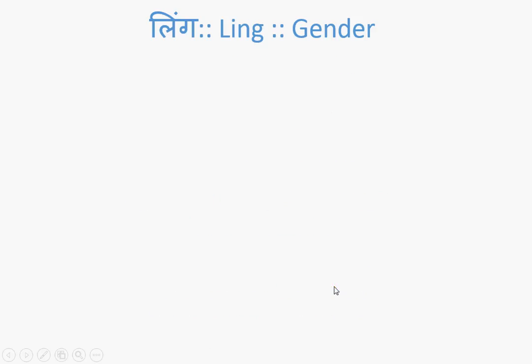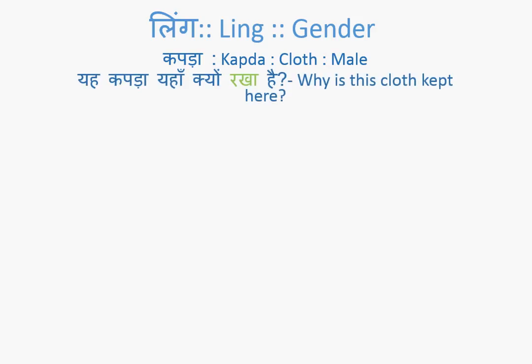Okay, then कपड़ा, कपड़ा is cloth. It is male. यह कपड़ा यहाँ क्यों रखा है? Why is this cloth kept here? यह कपड़ा यहाँ, यहाँ is here. यह कपड़ा, this cloth. क्यों? Why? रखा है. रखना is to keep. यह कपड़ा यहाँ क्यों रखा है?